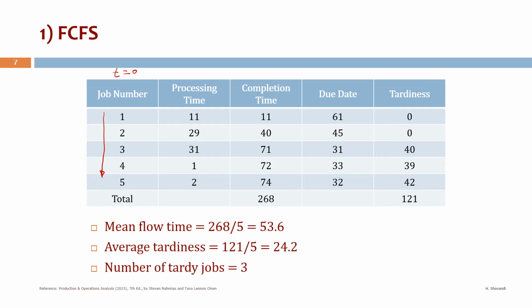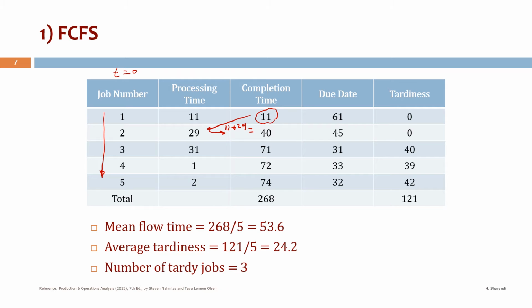So 0 plus 11 will be 11. This will be the completion time of job 1. The due date is 61, so there is no tardiness here. For the second job, the current time is 11 and it takes 29 days. So 11 plus 29 equals 40, right? The completion time for the second job will be day 40 and the due date is 45. Again, there is no tardiness.